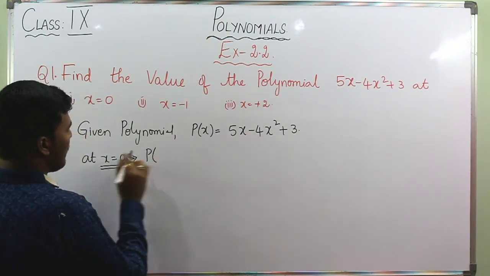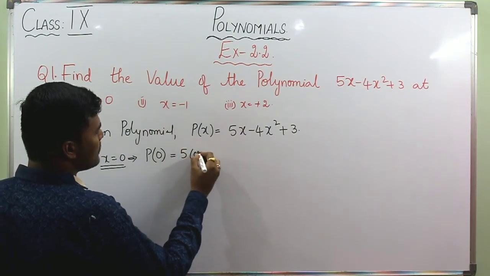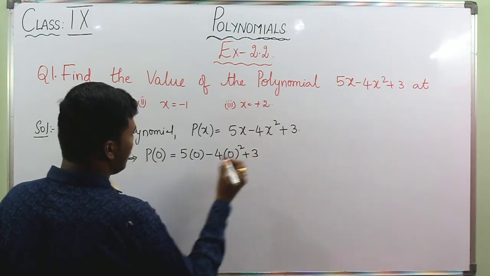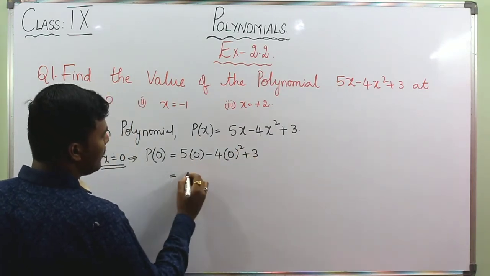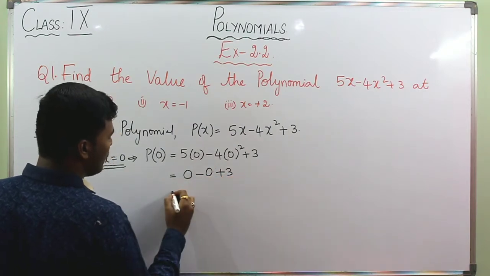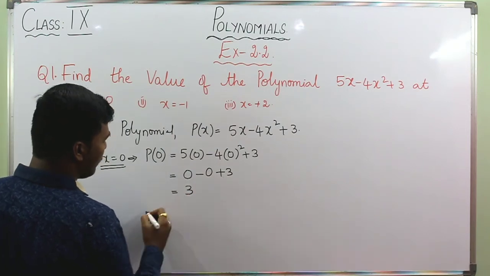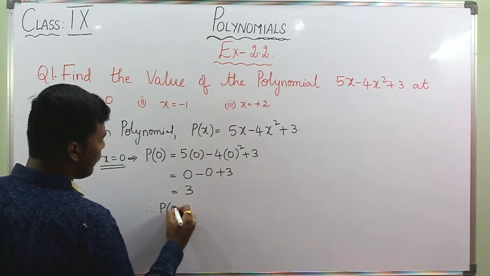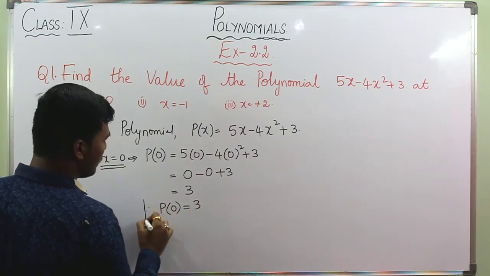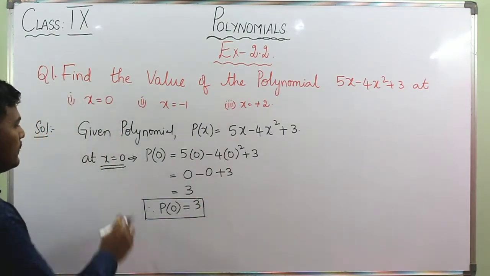So replace the value of x with 0. Then this will become 5 into 0 minus 4 into 0 square plus 3. Anything into 0 will become 0. Here also 0, plus 3. So we are left with 0 minus 0 is 0, plus 3. So therefore, when I substitute the value of x as 0, the value of p of 0 is 3.